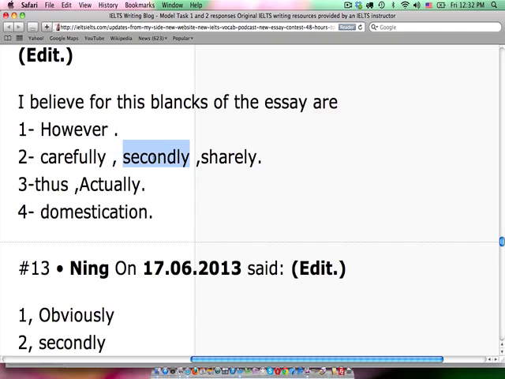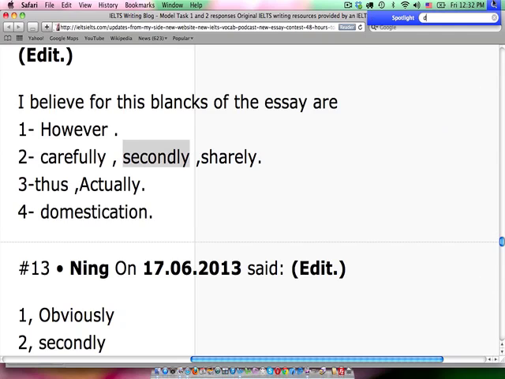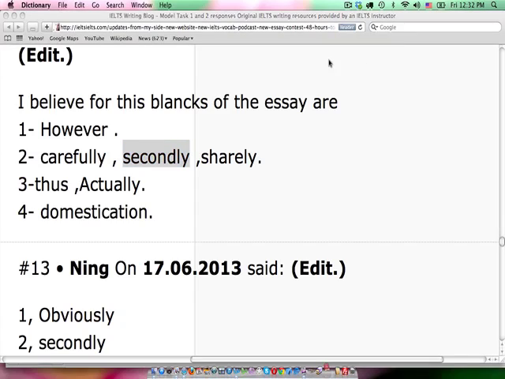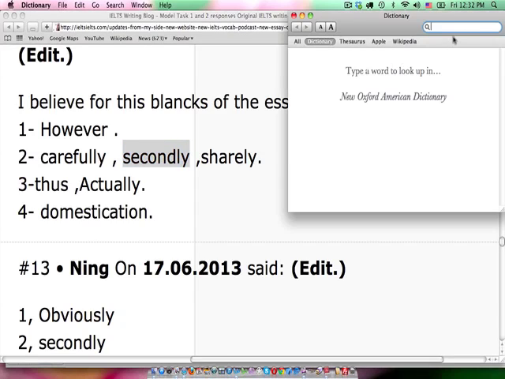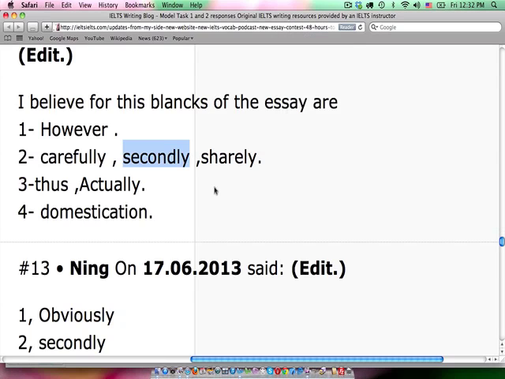Now let's check your other ones here. "And carefully catalyzes healthful results." "Only," not "carefully," no. "Sharely." I'm going to have to get my dictionary out here. "Sharely." I'm not sure if that's even a word. Let's check. "Sharely." Yeah, I don't think so. I'm sorry, that's not a word.